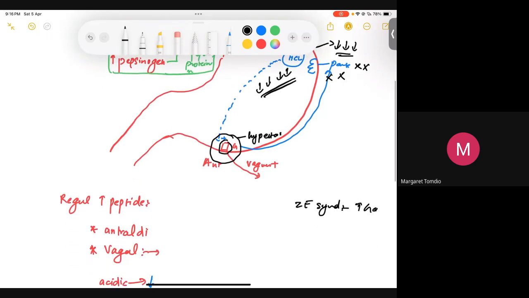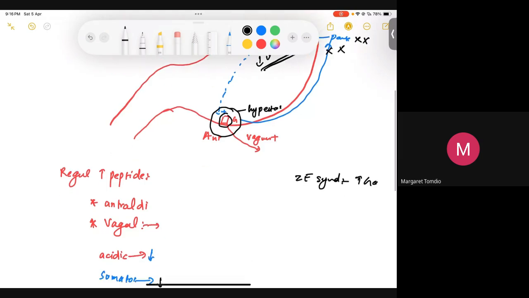Okay, so what would be the regulatory factors? Increased vagal stimulation would increase gastrin, which would further increase HCl. Is that clear? Increased peptides would again tend to increase gastrin in order to give us more pepsin to degrade proteins. Simple, right? What else? If we have antral distension, which gives us the idea that a lot of food is coming in, a lot of food requires a lot of HCl, and a lot of HCl requires a lot of gastrin. That's simple, right? So what happens?